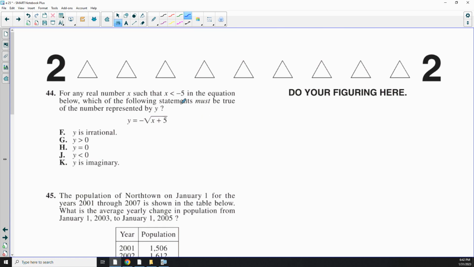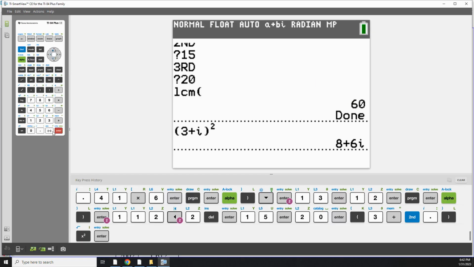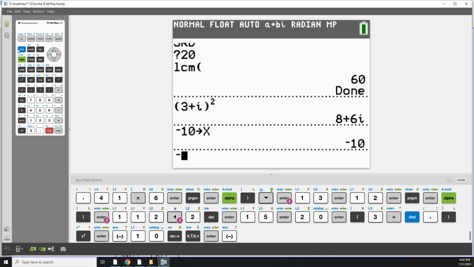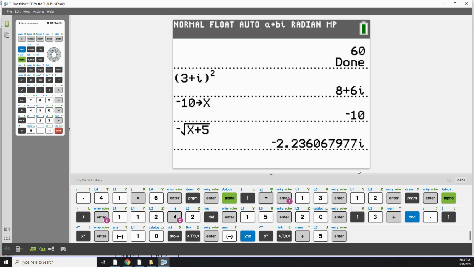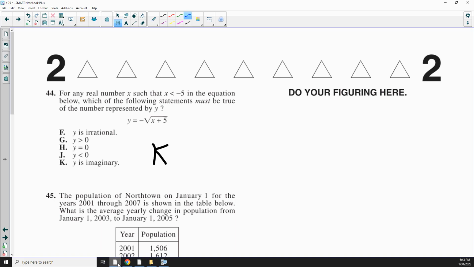Okay, for x less than -5, this number is going to be imaginary. If you put in an x less than -5 on the calculator, let's just say -10, and then you try to go the negative of the square root of x plus 5, you will get an i number, which is imaginary. So the answer is K, imaginary.